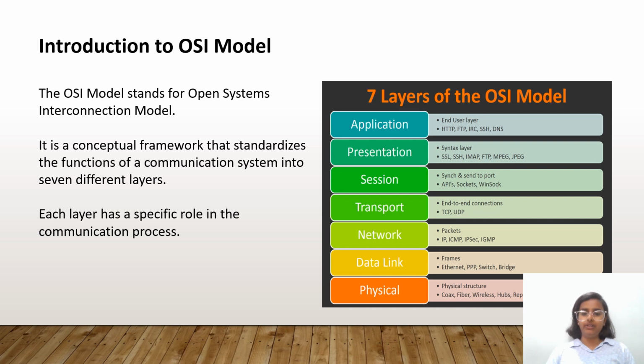layer, and application layer. In physical layer, it contains only the physical structure like fiber, wireless, hubs, repeaters, etc. In data link layer, it transfers the data through frames, like switch, bridge, ethernet. In network layer, it transfers data in the form of packets, like IGMP, ICMP, IP. In transport layer, it transfers the data through end-to-end connections, like TCP and UDP.